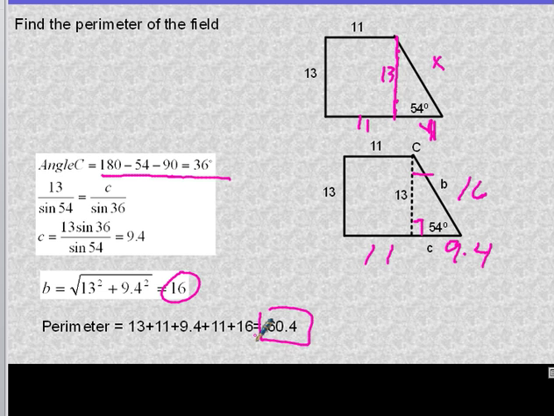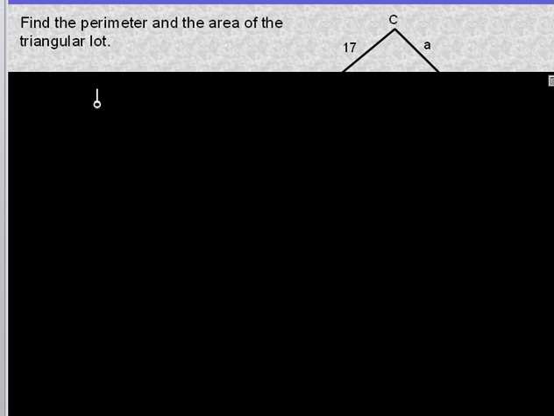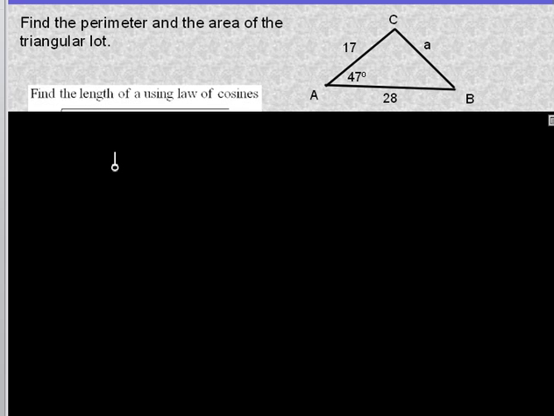Okay, last example. Find the perimeter and area. So obviously I could find the area right away because I have side and the included angle. So the area would be 1/2 17 times 28 times the sine of 47. To find the perimeter, though, I need to find side A.